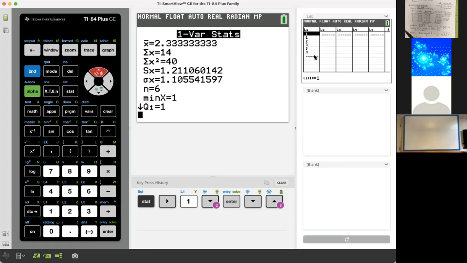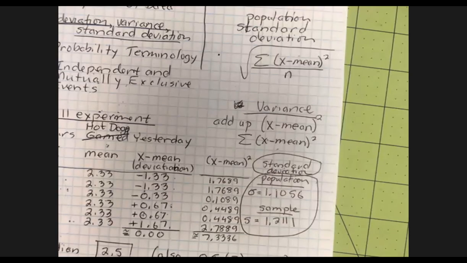Okay? But now you have at least the idea of what deviation, variance, and standard deviation mean. When someone asks you for standard deviation, make sure that you know which one to read on your calculator screen. Do they want the sample standard deviation or do they want the population standard deviation?